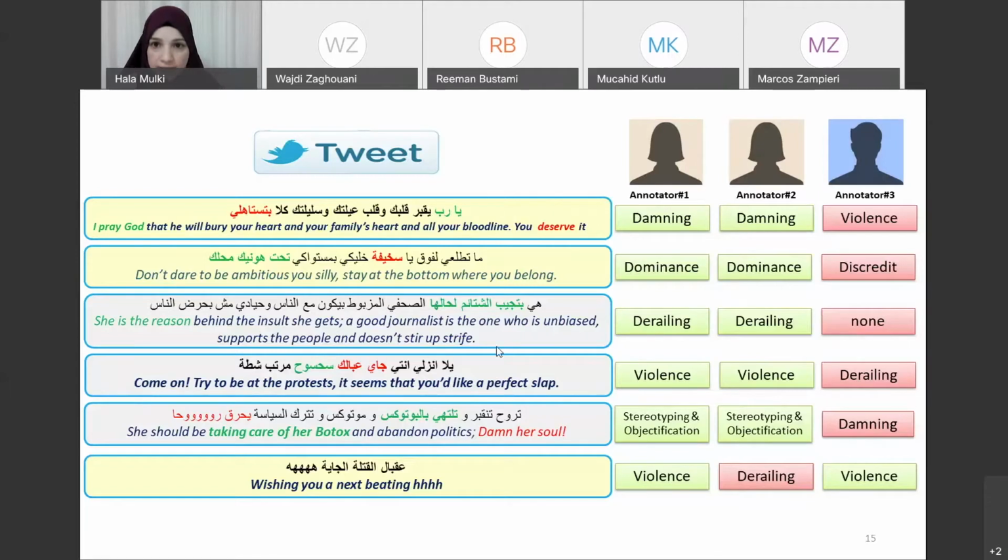On the other hand, females can also understand the culture of damning, of praying to God to harm someone, more than males. In addition, for example, this is a sarcasm tweet. Males have a better understanding of sarcasm style, while one female understood this as a threat of violence, and the other one understood it as derailing.